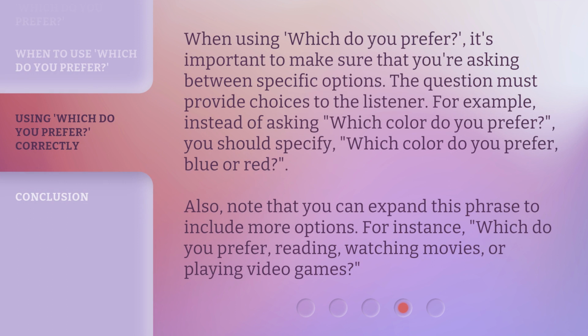When using, which do you prefer? It's important to make sure that you're asking between specific options. The question must provide choices to the listener. For example, instead of asking, which color do you prefer? You should specify, which color do you prefer, blue or red?